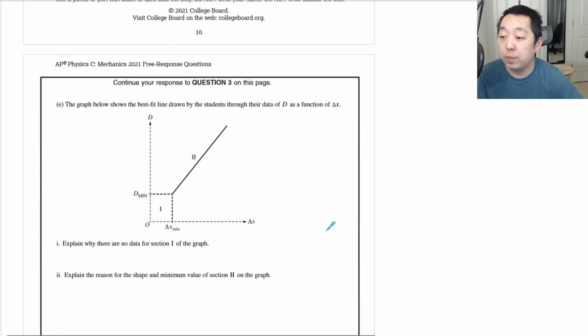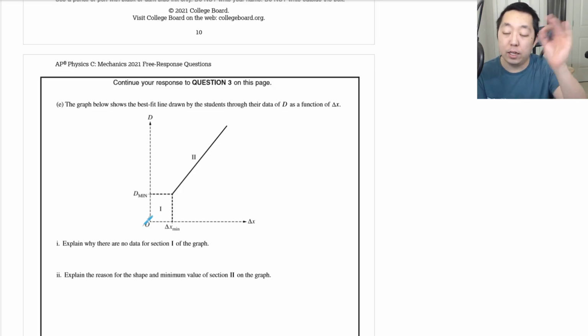The graph below shows the best fit line drawn by students to the data as a function of delta x. Explain why there is no data for section 1 of the graph. If you're below delta x min, then it didn't go high enough and it lost contact with the track.